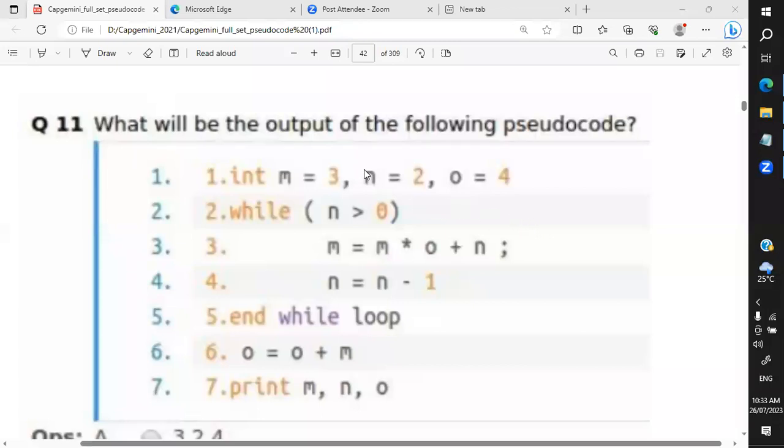Yeah, I hope I gave enough time for you. 57061 is the answer. Probably. Let us check it. If any changes, we'll see. The first thing: M is 3, N is 2, O is 4. These are the fixed values which are given, initial values.